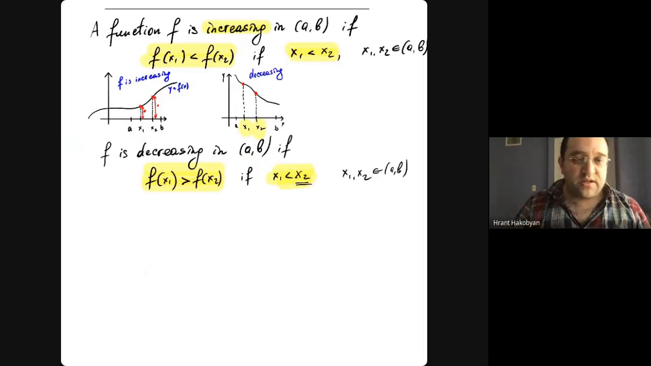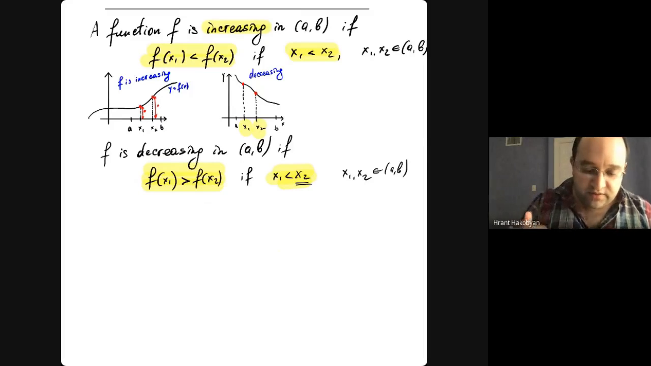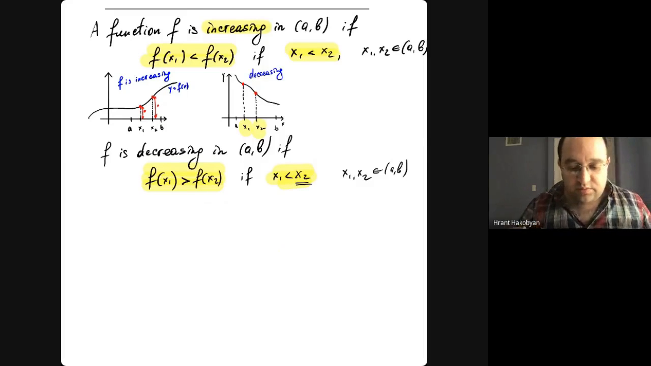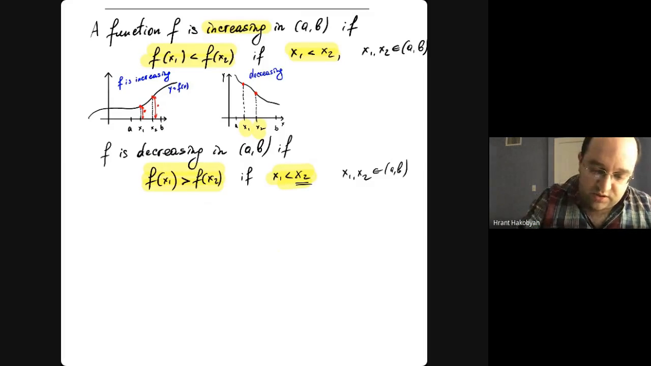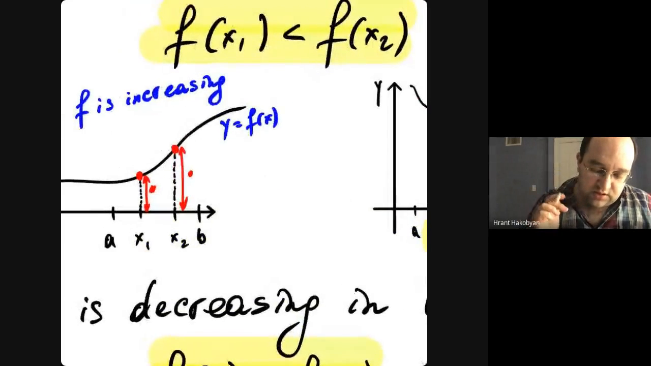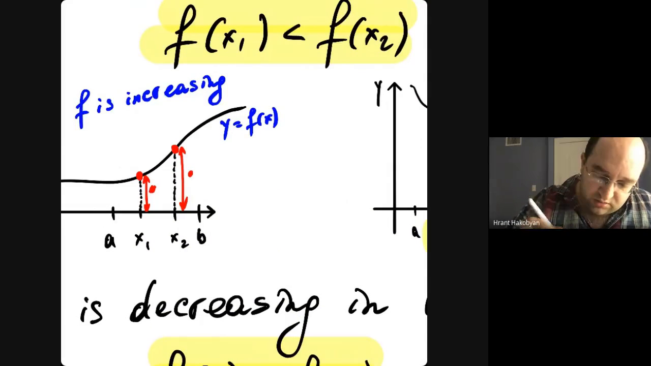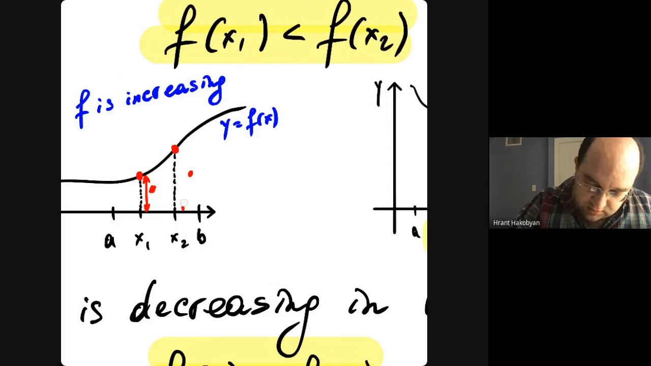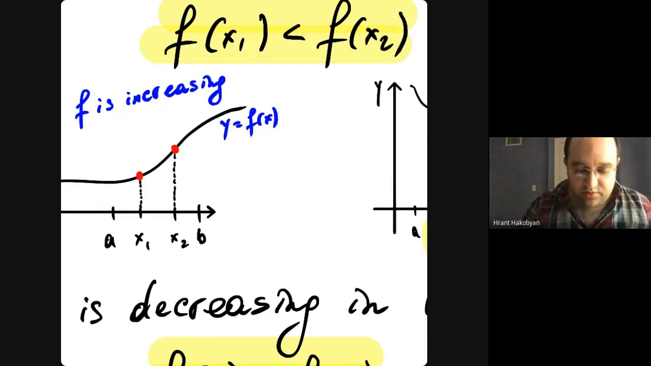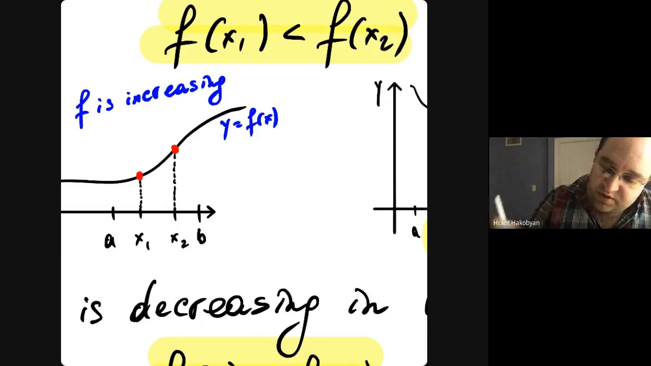Now, the question is what do the derivatives have to do with that? Well, the derivatives are very important because let's look at this picture. Let me erase some of these things here. So I have here an example of something that's increasing. So let's pick a point here, any point. Let's take some point here.